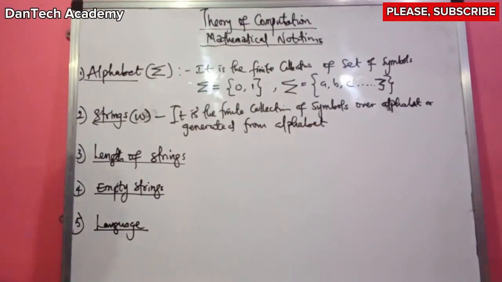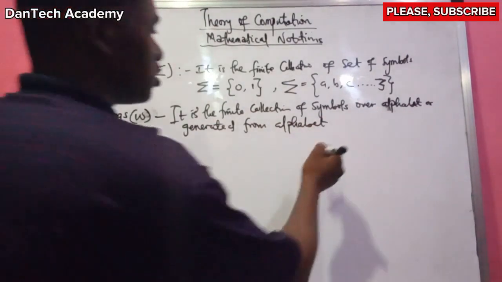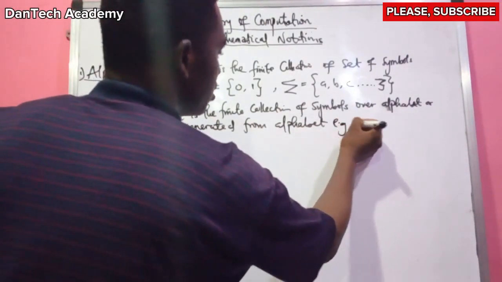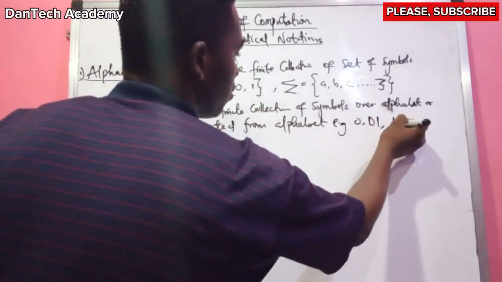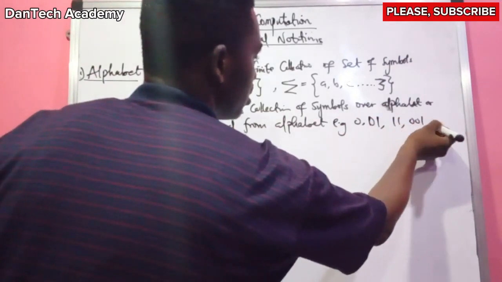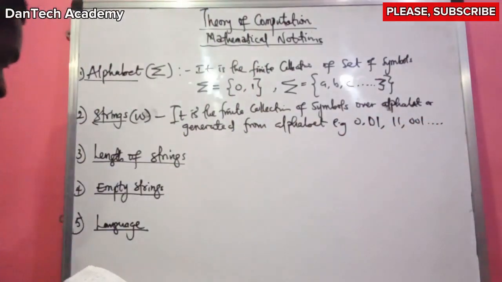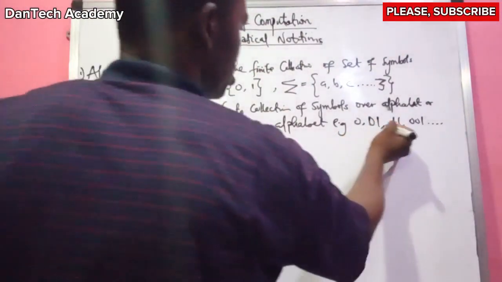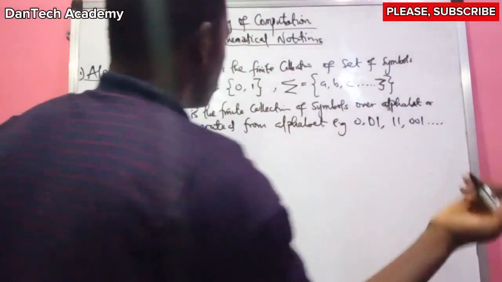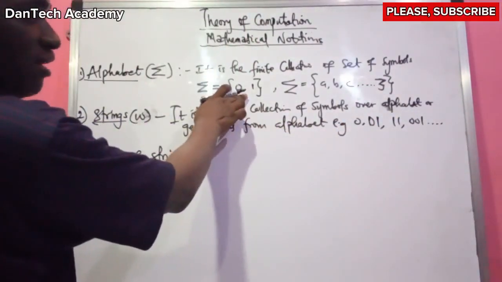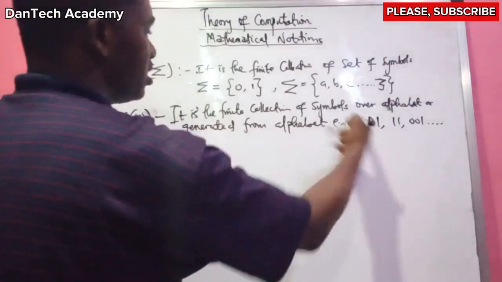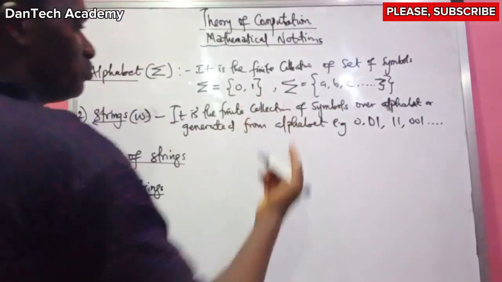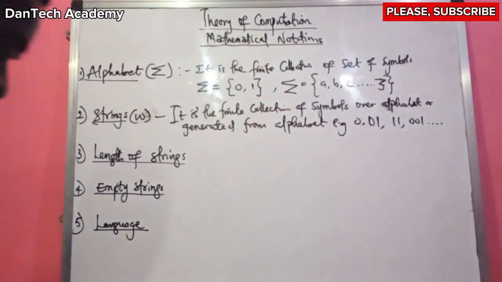An example of the strings we are talking about is when we mix something like this: 0 0 0 1 1 1 0 0 1, like that. It doesn't have an end, it continues that way. These strings are generated from this alphabet, because if we do 1 0, we have it here; if we do 0 1, we have it here; if we do 1 1, we have it here, and the rest. It continues that way to eternity.